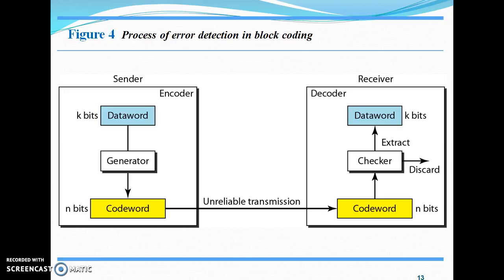At the receiver side, the code word is given to the checker. The checker will check for errors. If there are any errors in the code word, it is simply discarded by the receiver. If there are no errors, the receiver extracts the original message from the code word, that is the k bits of the original message, and reads that message.